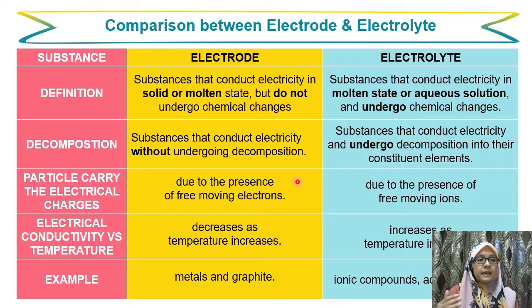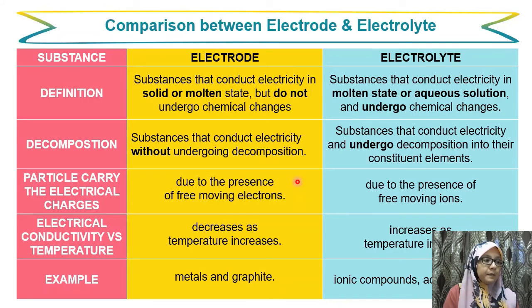But for electrolyte, a substance, when it conducts electricity it will undergo decomposition. If you can remember the electrolysis of water, at the first place before the experiment, the water is H2O. But after the experiment, we will produce hydrogen and oxygen gas in different electrodes. So that is the meaning of decomposition. In Form 5, we will learn more about electrolytes, such as acid solution that can be the electrolyte.